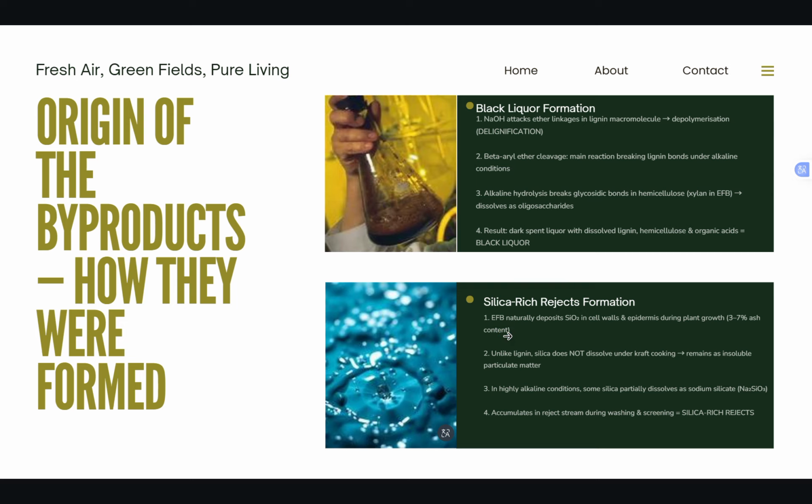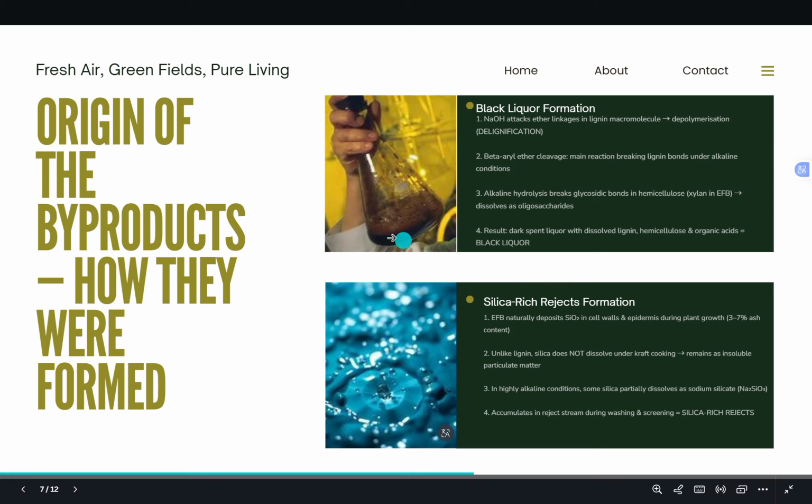So what are the origins of the byproducts and how are they formed? Well, let's look at how these byproducts are formed. Black liquor is produced when sodium hydroxide breaks down lignin and hemicellulose during pulping. On the other hand, silica-rich rejects come from the natural silica present in EFB, which does not dissolve easily and remains as solid particles. As you can see here, black liquor formation and silica-rich rejects formation. This information can be read by yourself.